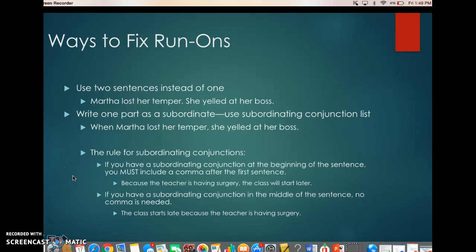All right, and just to go over the rule for subordinating conjunctions again, if I have a subordinating conjunction at the beginning of the sentence, I have to include a comma. And there's an example of that right here. Because the teacher is having surgery, the class will start later.